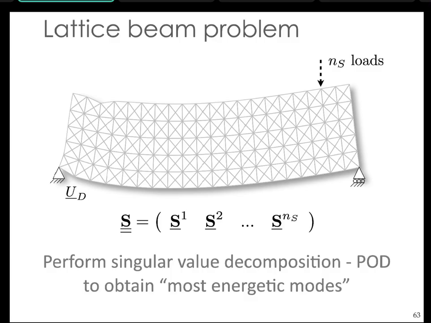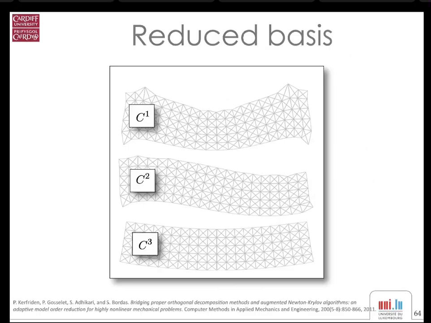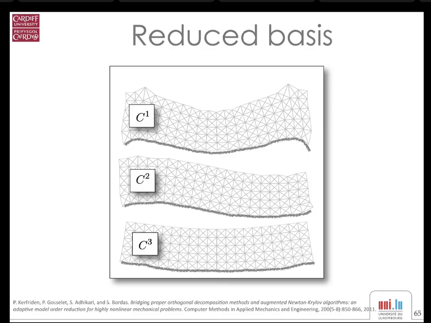And then you perform the singular value decomposition to obtain the most energetic modes. And what you get is mode 1, which looks like the first mode of deformation of a beam, very logical. Mode 2, which looks like the second mode, and mode 3, which looks like nothing really at the moment. Okay, so you look at those 3 modes.